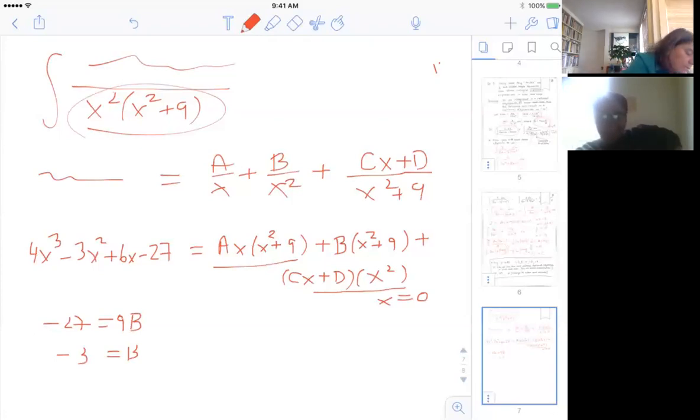Okay, now that's as much as you can get, and you need more than that because you need A, B, C, and D. So here's what you're going to have to do. Multiply this right-hand side out. It'll be Ax cubed plus 9Ax plus Bx squared plus 9B, plus I'm multiplying these two out now, Cx cubed plus Dx squared.